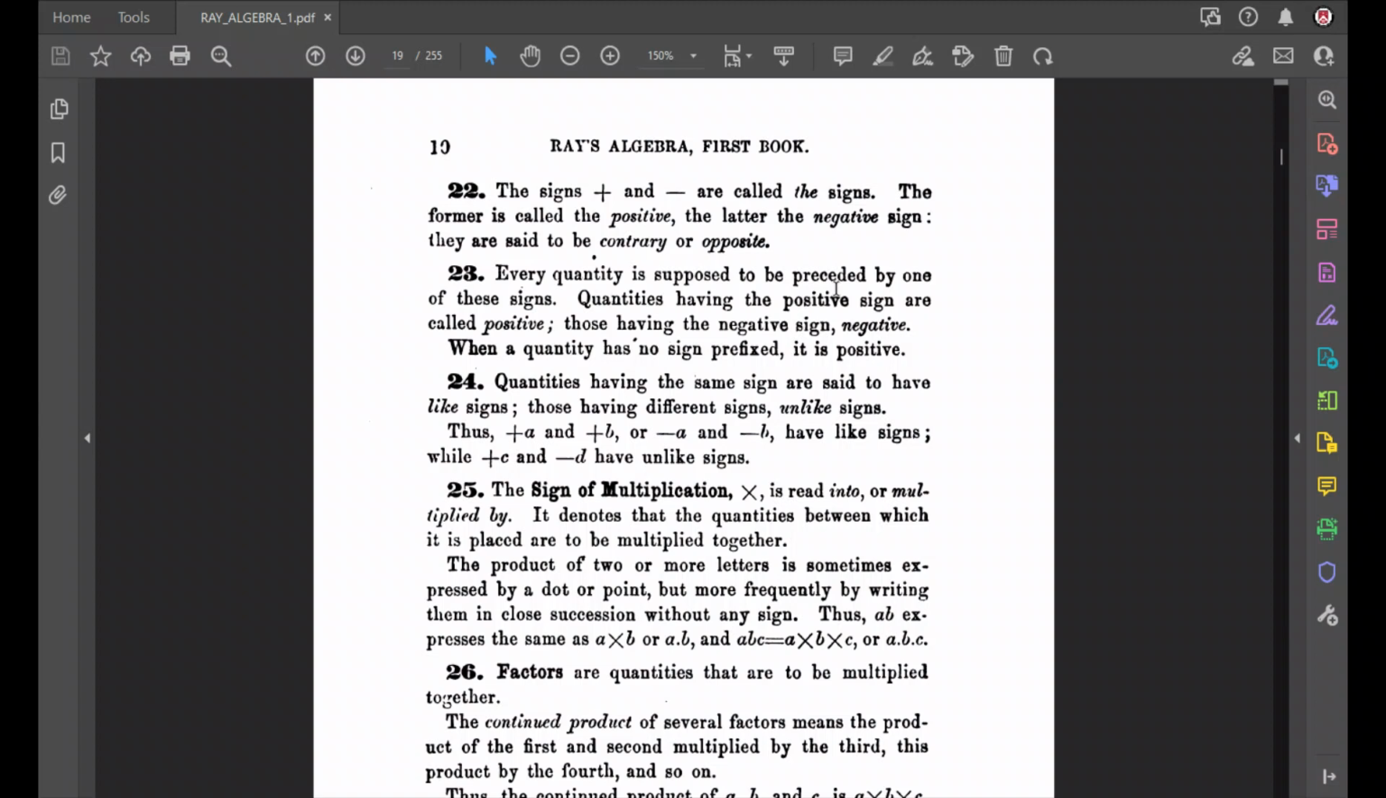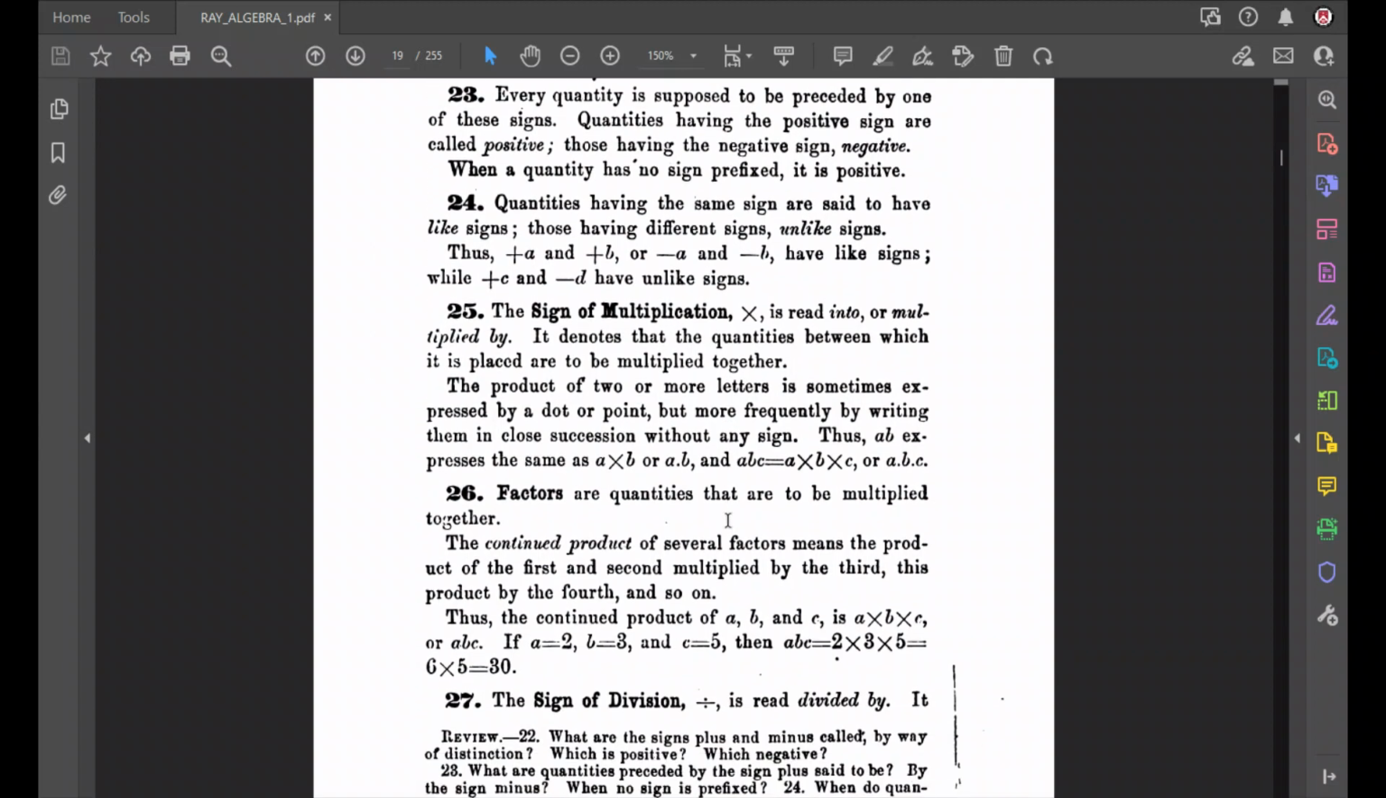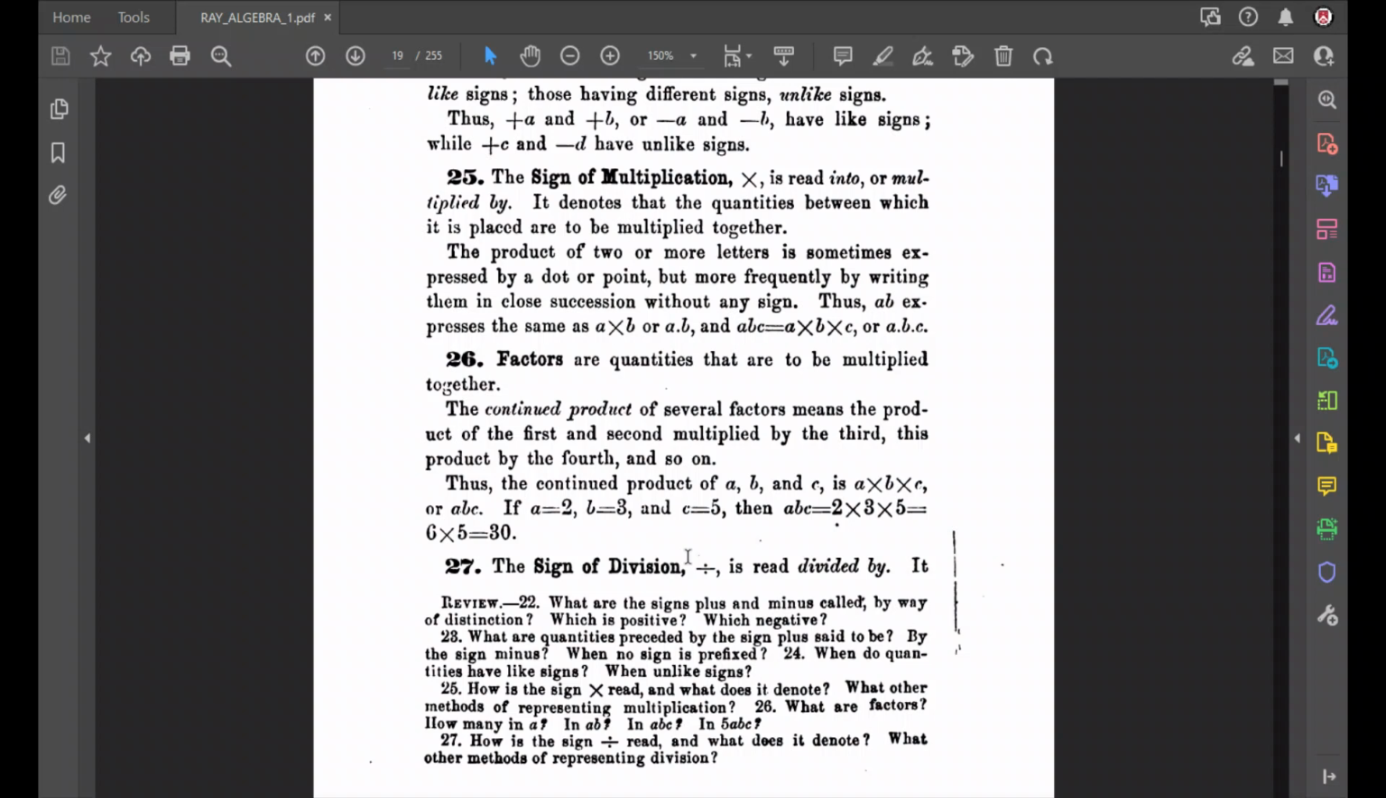Sign of multiplication, and then we learned some vocabulary. We talked about factors. Any quantities that are multiplied together are called factors, right? Any quantities that are multiplied together are called factors.